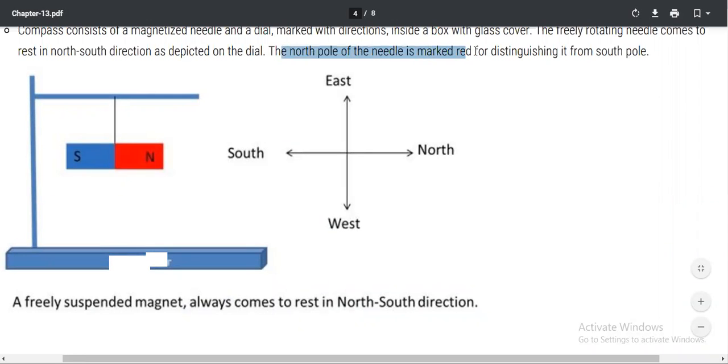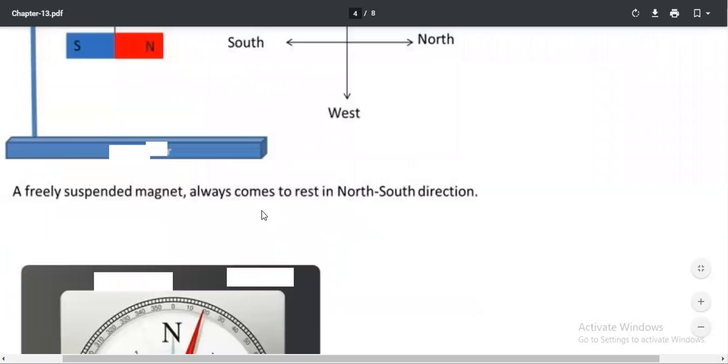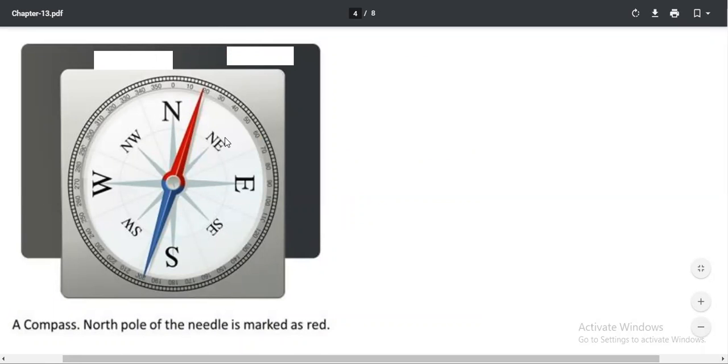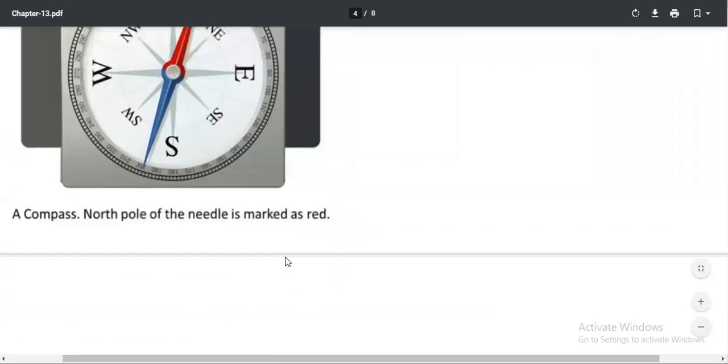The north pole of the needle is marked red and distinguished from the south pole, which is blue. So it shows four directions: east, north, and south. Because north is here, south here, and the left side of the north is east, and the right side of the north is west. A freely suspended magnet always comes to rest in the north-south direction. Yes, we already discussed that. This was a compass. In a compass, the north pole of the needle is marked red. North is always marked red, and south is blue.